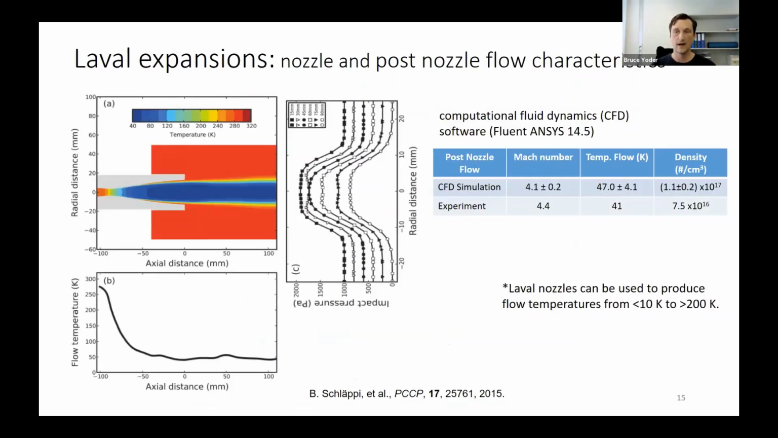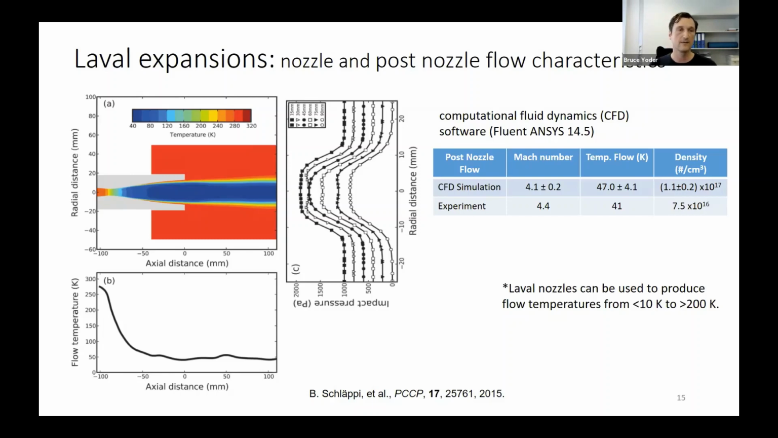In order to design and predict nozzle characteristics, the expansion is simulated with computational fluid dynamics software. In this case, Fluent ANSYS. Here we see the results of a simulation for a Mach 4.4 nozzle. The top panel shows a contour plot of flow temperature with this color bar inside the nozzle, shown here in gray, and in the post-nozzle flow.